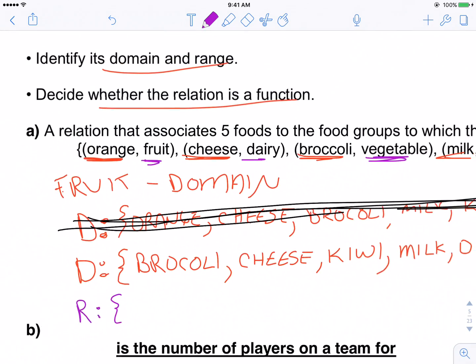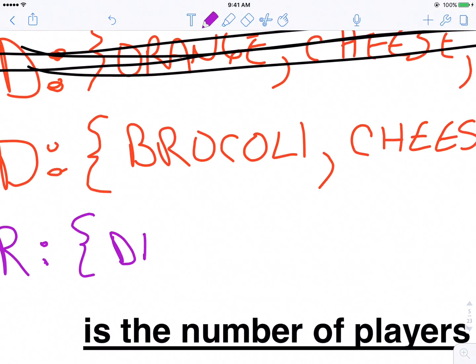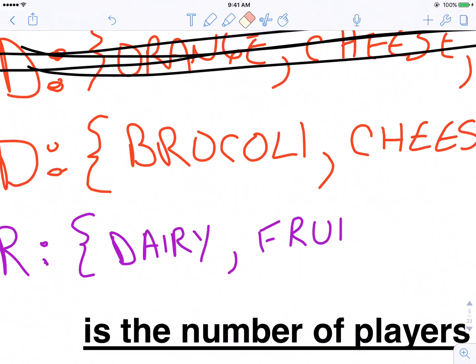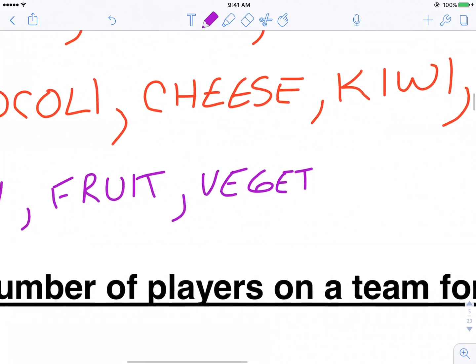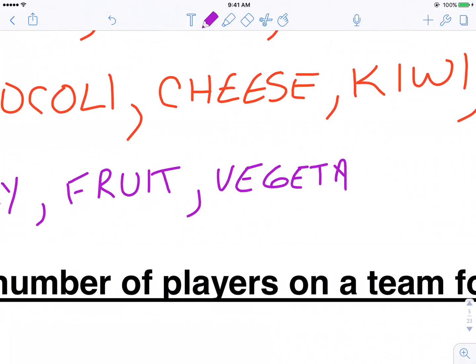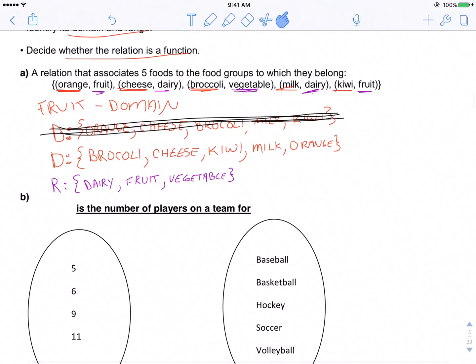And then what did we say we had? We have fruit, dairy, vegetable, so it's going to go dairy, fruit, vegetable, and bracket. So there's our domain and range for both of those, for that set of ordered pairs.